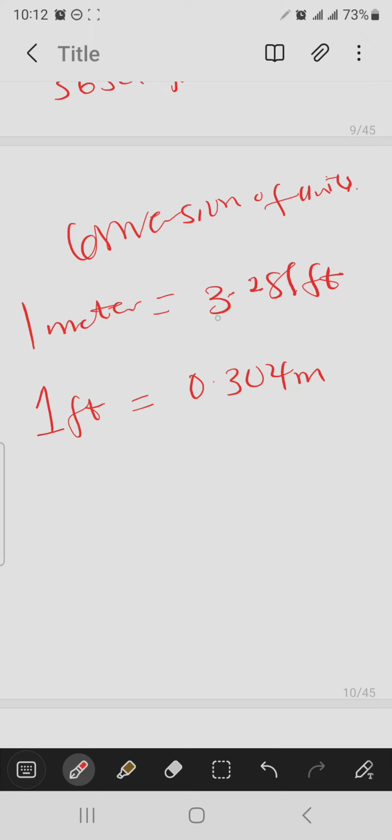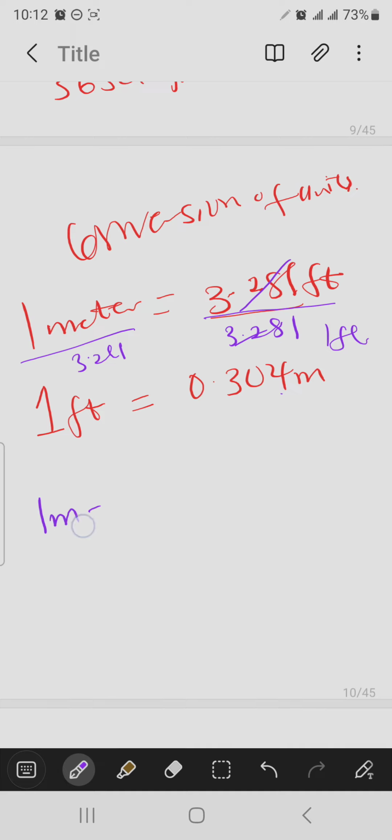When you want to find 1 feet, just divide this one by 3.281 and this one by 3.281. You are going to have this one cancel this. You have 1 feet here, and this will be equal to this in meter. That's all. So you don't need to memorize this.